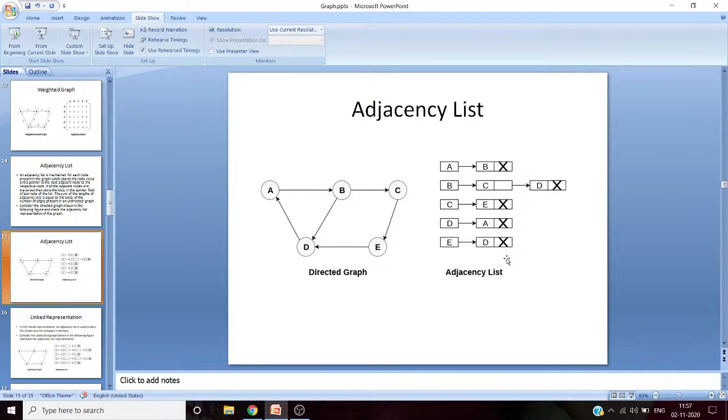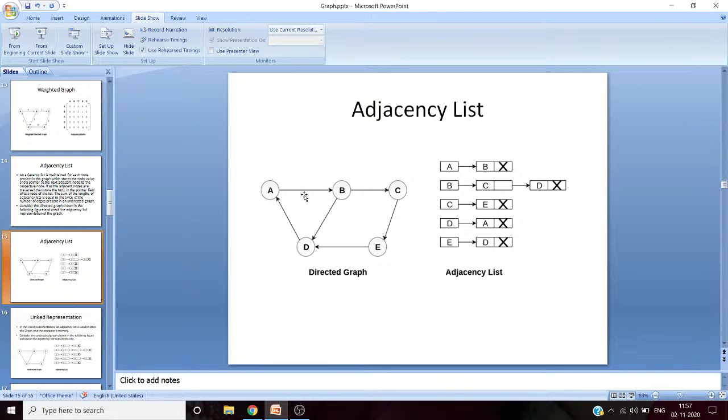If we have to traverse in several places, we have to consider the graph. That's why weighted graphs are here, and there are more functions of weighted graph which we will know later on. Now we are moving to the next thing, that is adjacency list.